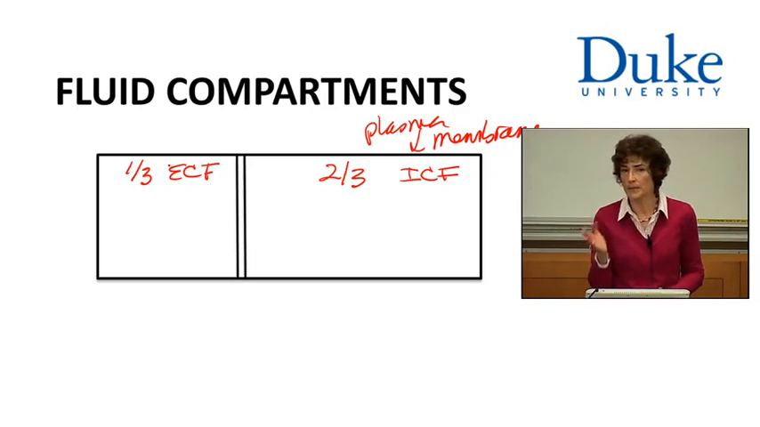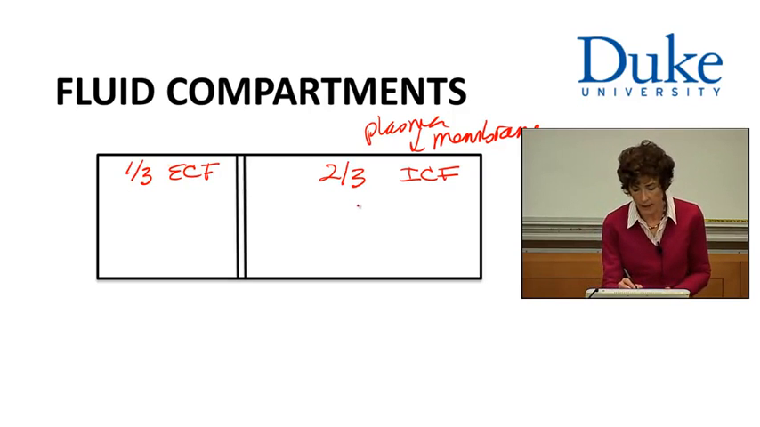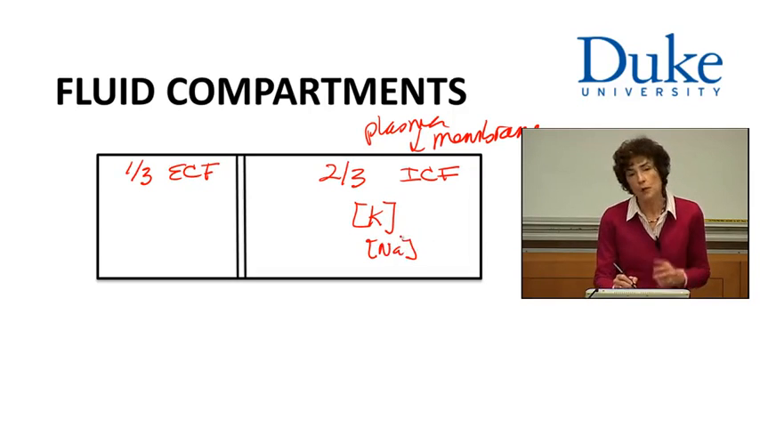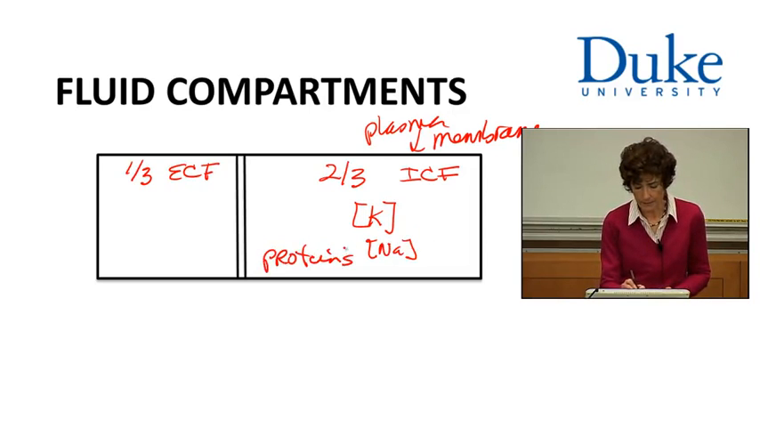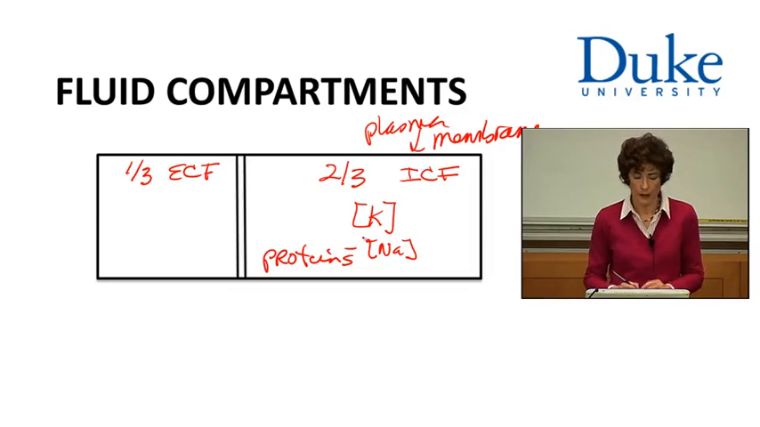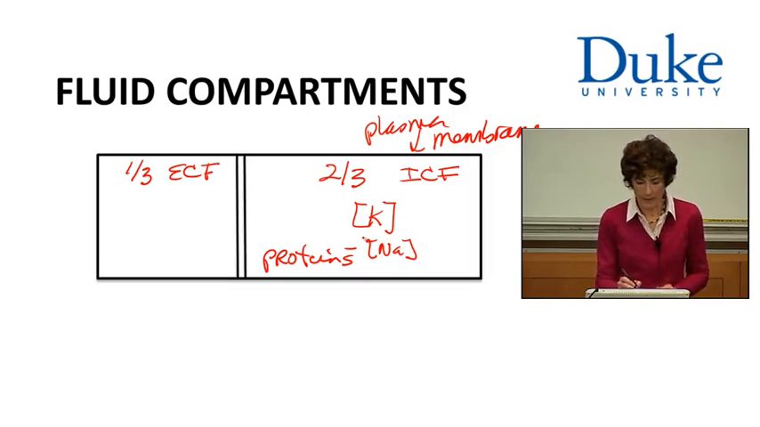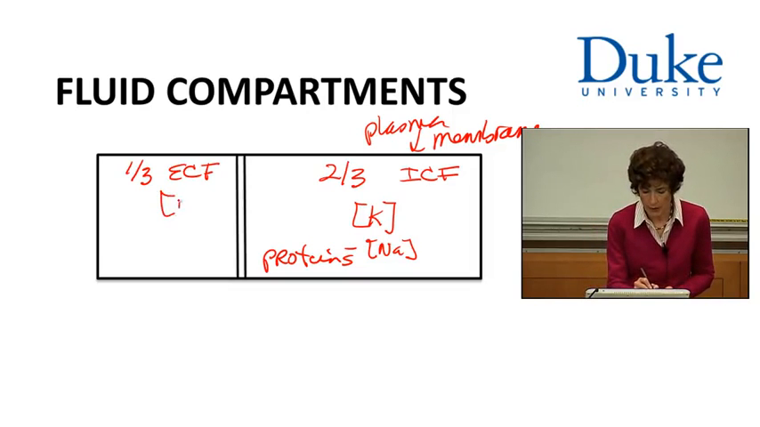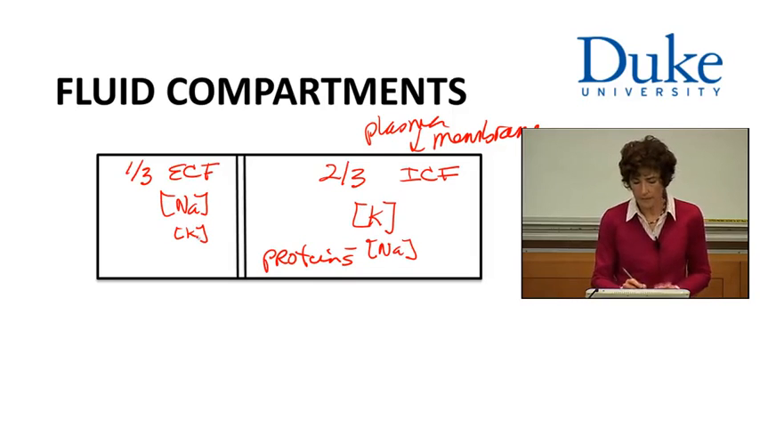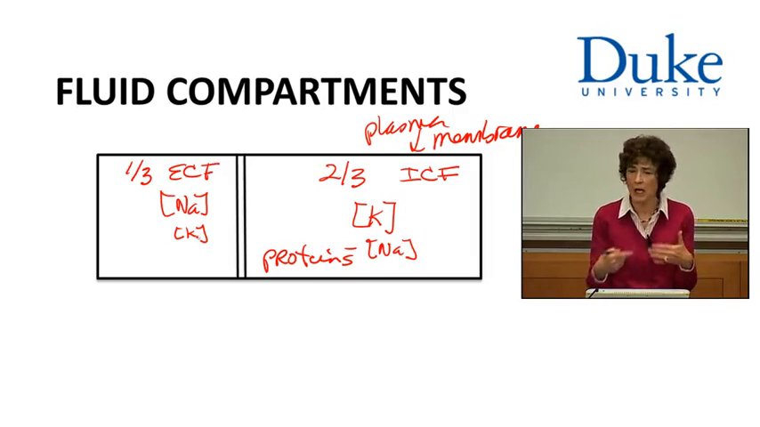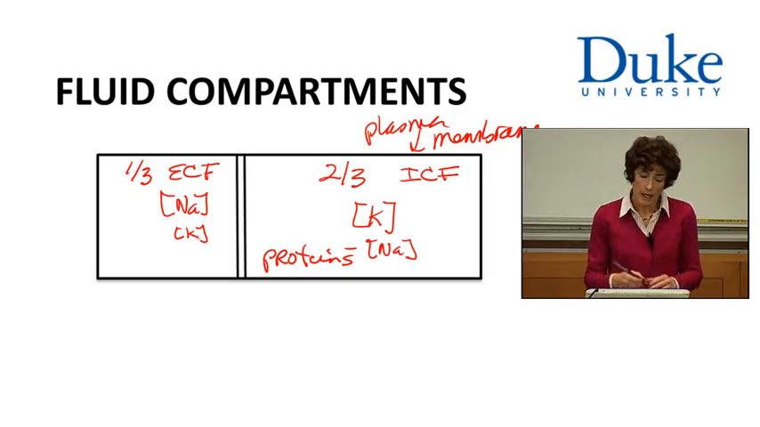Now, these two compartments are dissimilar in content. That is that inside cells we have very high levels of potassium and very small concentrations of sodium. We also have present within the cells proteins, which are negatively charged. In the extracellular fluid compartment, we have very high concentrations of sodium and small concentrations of potassium. So we have completely different types of an environment.